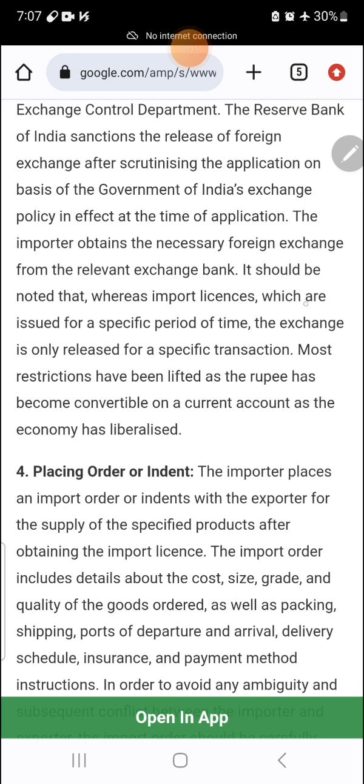The importer obtains the necessary foreign exchange from the relevant exchange bank. It should be noted that whereas import licenses are issued for a specific period of time, the exchange is only released for a specific transaction. Most restrictions have been lifted as the rupee has become convertible on a current account as the economy has liberalized.